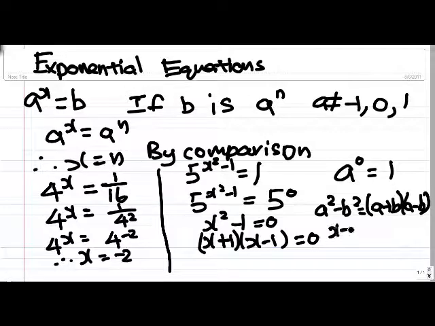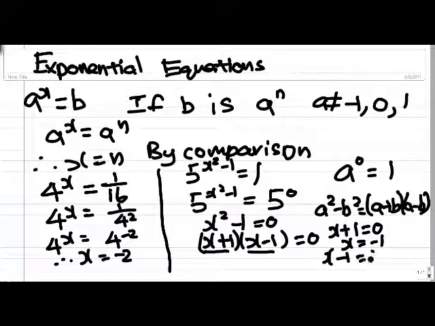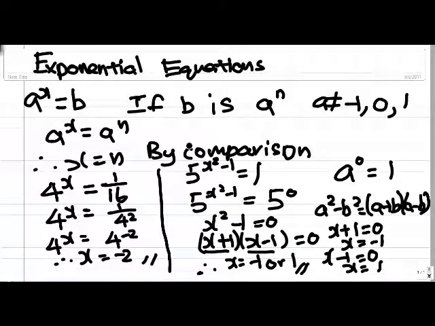Now let x plus 1 equal 0. You get x equals -1. So I just let this equal 0. Okay, and let x minus 1 equal 0. I get x equals 1. Therefore, x equals -1 or 1. That's your answer.